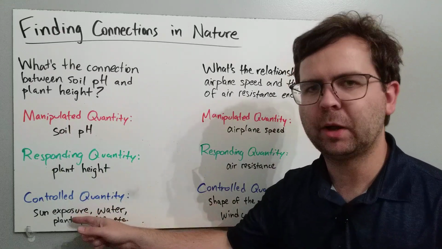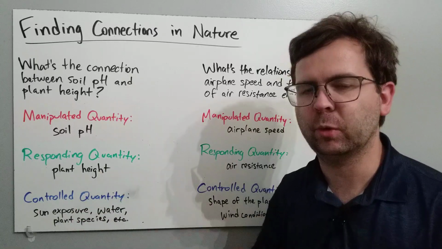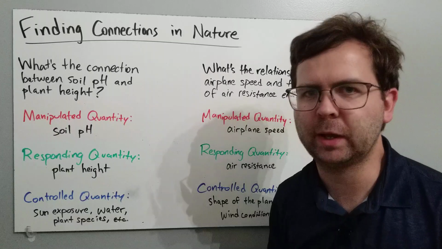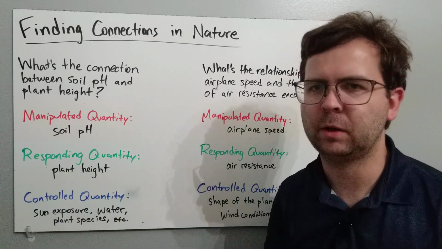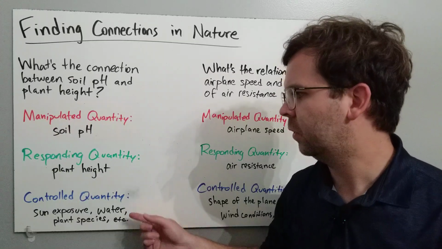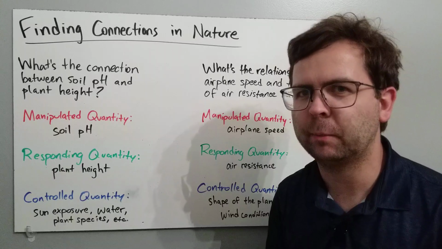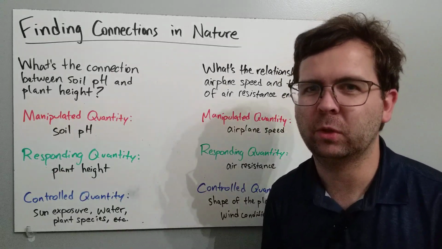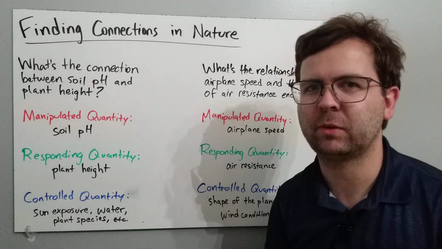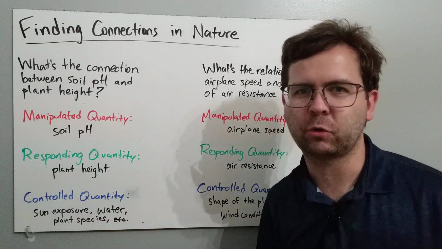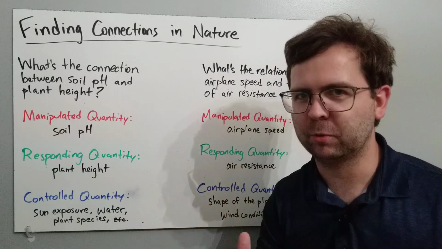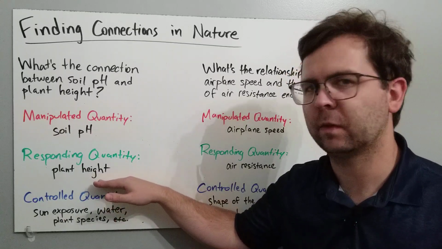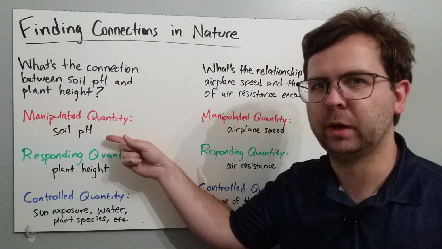So the amount of sunlight that the plant gets could also affect the plant height. So we need to make sure that that stays the same for every plant that we're testing so that it doesn't mess with our results. The amount of water the plant gets as well might also affect its height. And even, of course, the plant species will affect its height. And so we don't want to be testing a sunflower versus an oak tree. We want to keep the species of plant the same so that we don't mess with that plant height in any other way except for the soil pH.